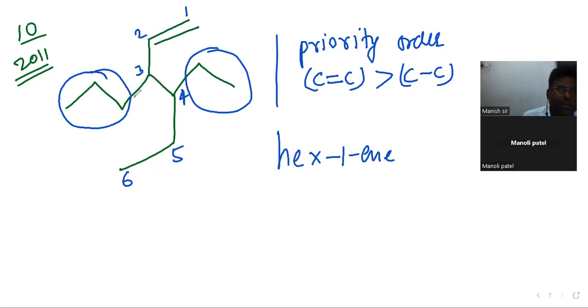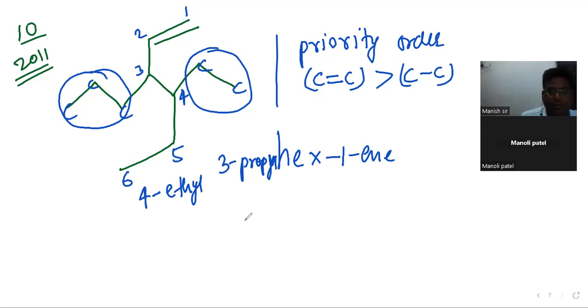So the third is at your branching. So it will be 1, 2, 3. And next at fourth, it is 1, 2. So 3 carbons means propyl. So there is 3-propyl. And next is 4. So at 4 an ethyl group is there. 2 carbons is called ethyl. So it will be 4-ethyl-3-propylhex-1-ene. So this will be the answer for that. Write it down. Done.